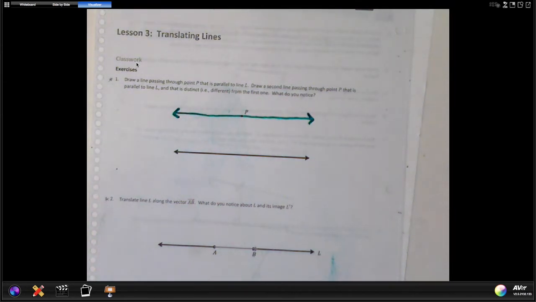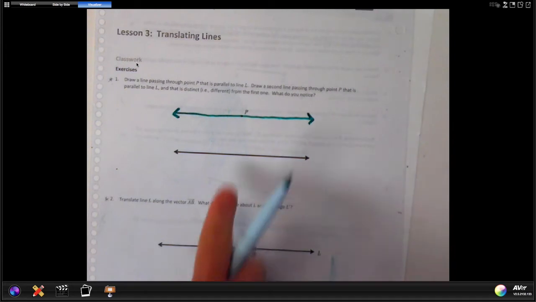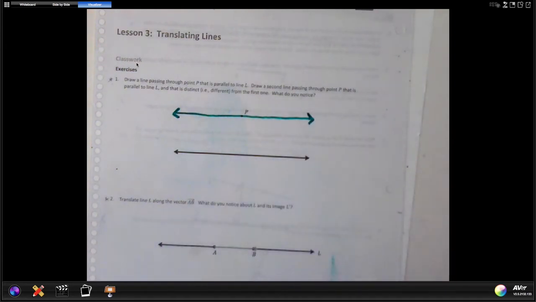Can you draw a second line through point P here that is parallel to the original? Can I draw another one? No. No, there's only one line that will work. There's only one line that's parallel. So it says, what do you notice, okay?